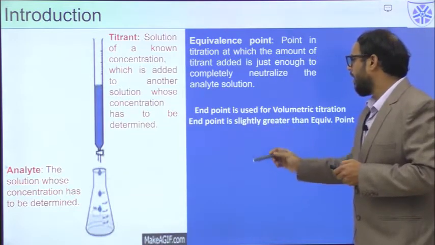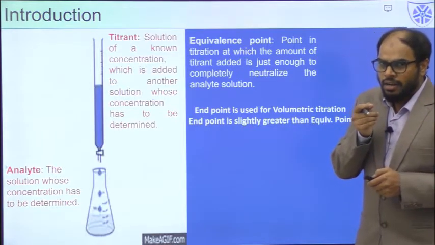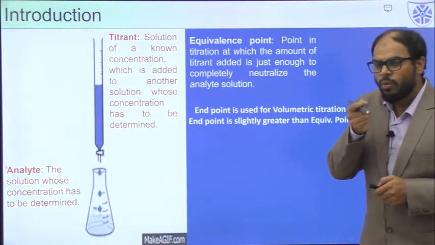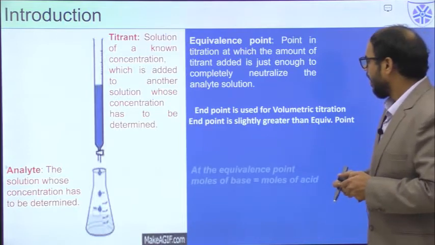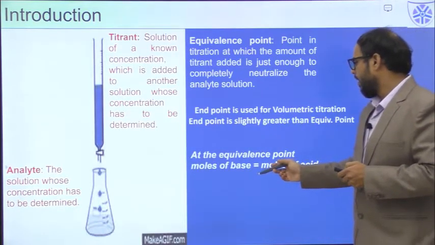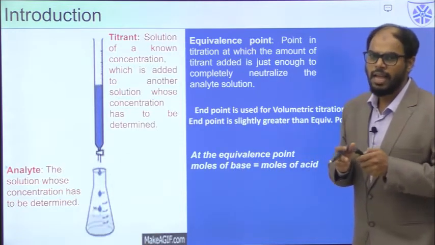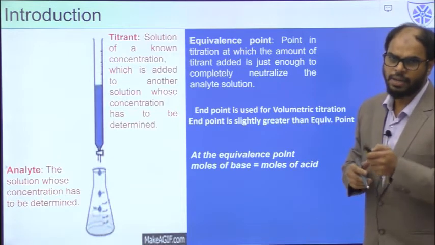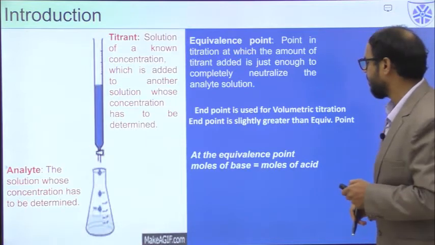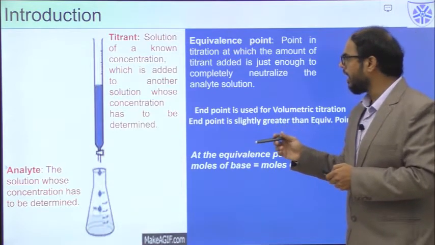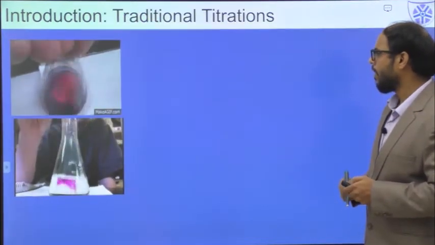One should also know that the endpoint is slightly greater than the equivalence point, because it is the point where we add one drop of excess indicator to get a clear-cut color indication. And it is the equivalence point where the moles of base are equal to the moles of acid, if we talk about an acid-base titration, whether it is a pH metric titration, a volumetric titration, or a potentiometric titration. With this introduction of titrant, analyte and equivalence point, let us try to understand the potentiometric titration.